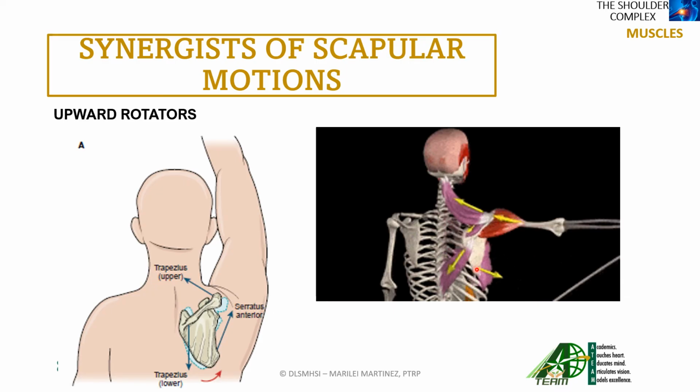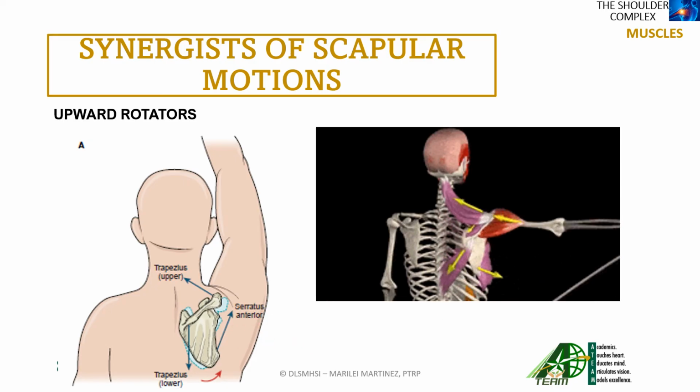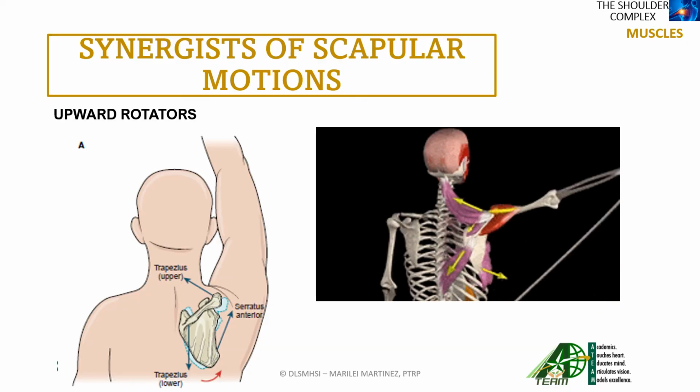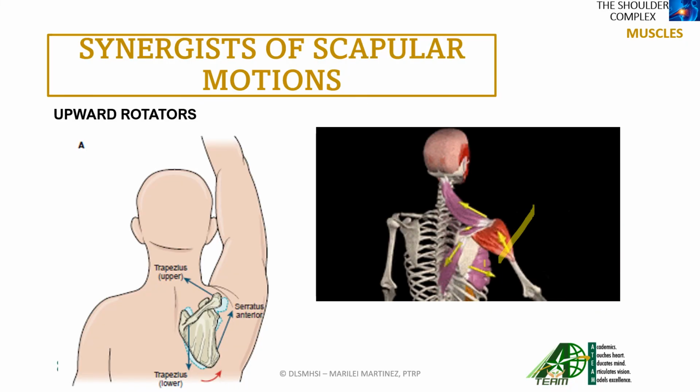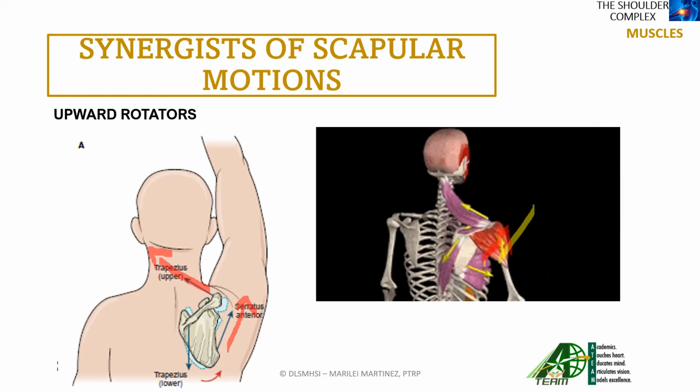So this is a video to show that. The serratus anterior pulls the scapula in an upward and lateral direction. So serratus anterior, upward and lateral direction, upper trapezius indirectly in upward and medial direction, and the lower trapezius in a downward or inferior and medial direction.